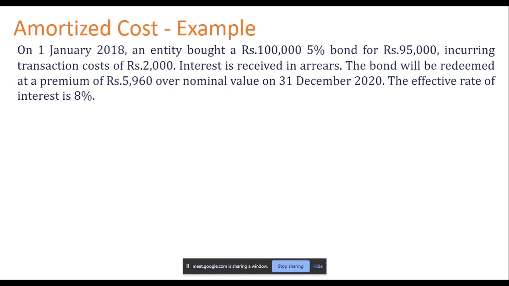Right. Read this example, an amortized cost example. On 1st January 2018, an entity bought a 100,000 5% bond for rupees 95,000, incurring a transaction cost of 2,000 rupees. Interest is received in arrears. The bond will be redeemed at a premium of 5,960 over nominal value on 31st December 2020. The effective rate of interest is 8%. So these are the given figures, right?